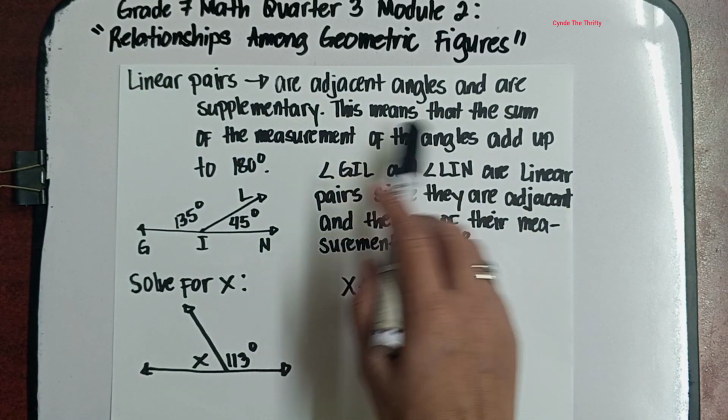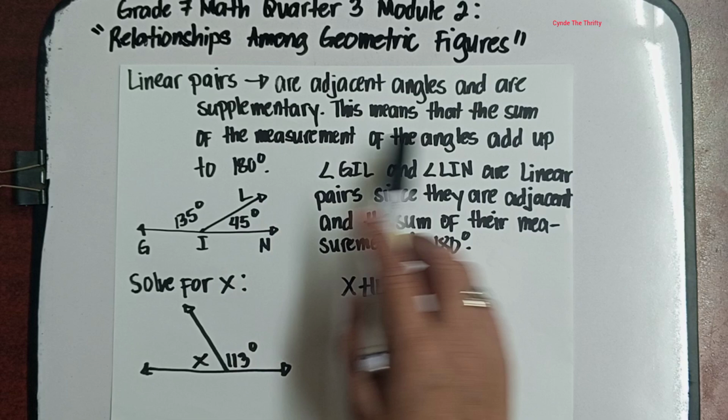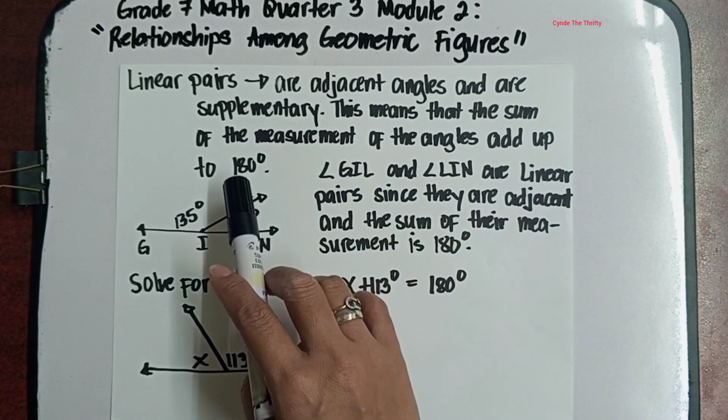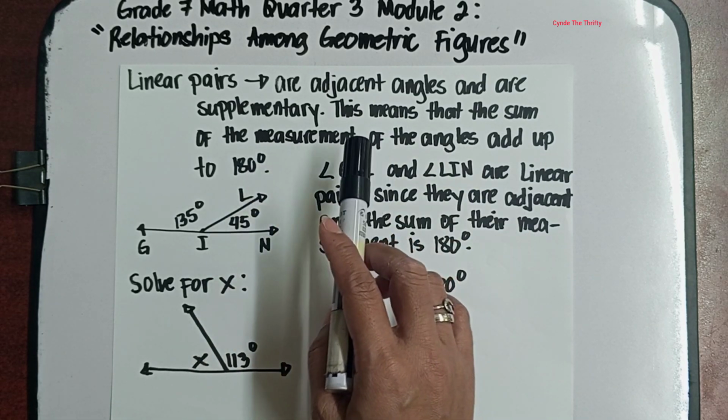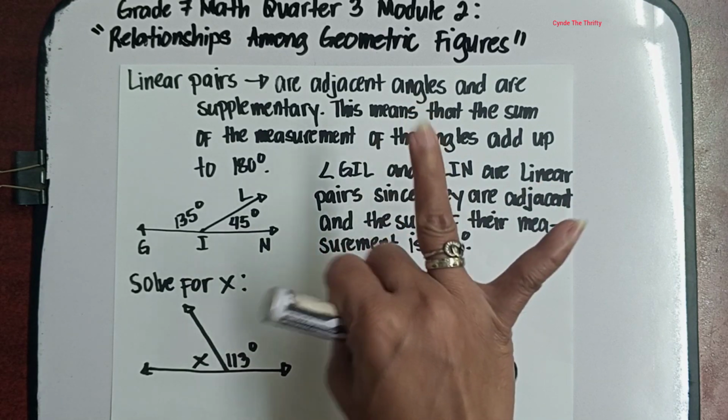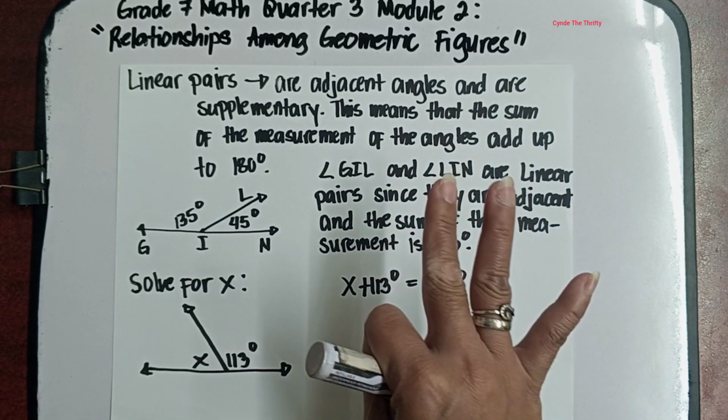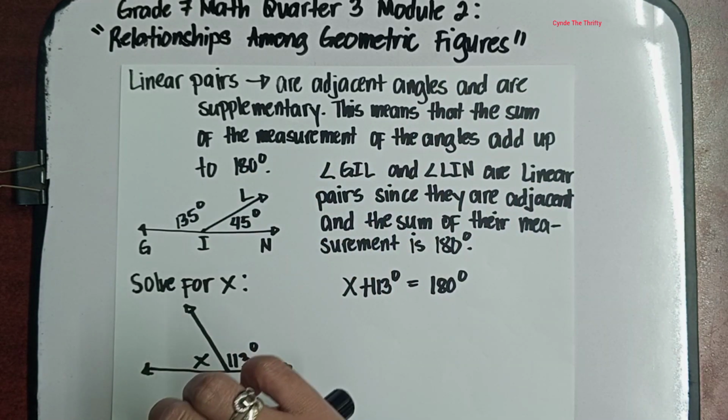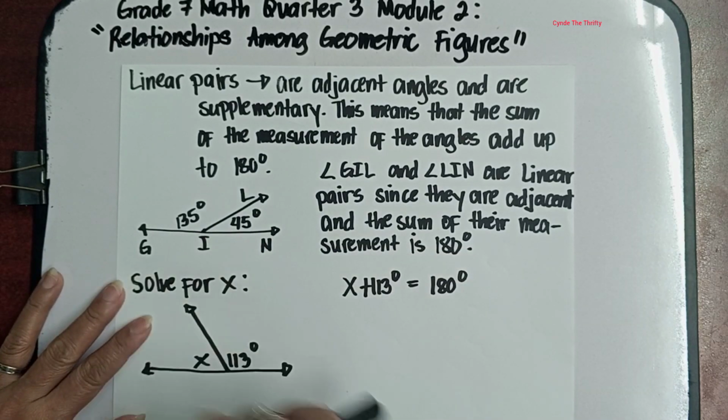So this means that the sum of the measurements of the angles add up to 180. Okay? So, meron silang common side at common vertex at ang total ng angles is 180 degree. Okay, so meron tayong example dito.